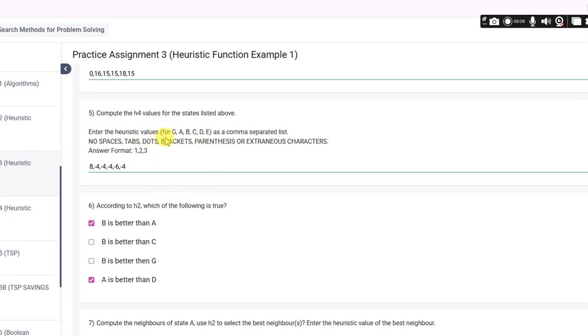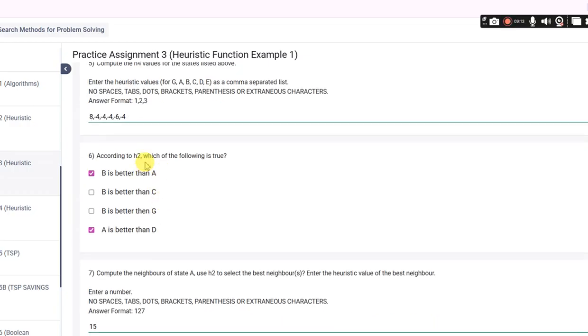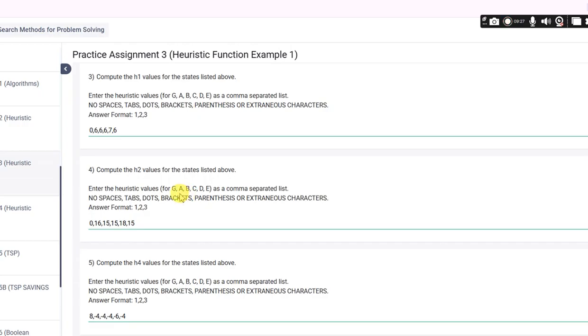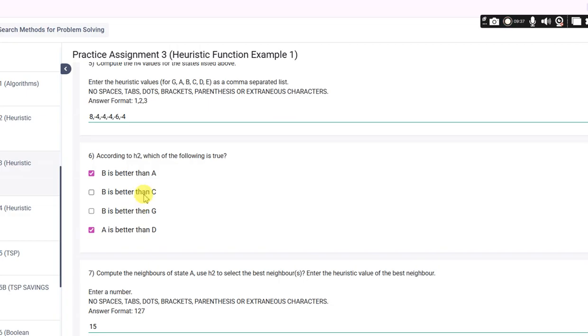Next, we can compute the h4 value like this, and then it will come out to be 8 minus 4 minus 4 minus 4 minus 6 minus 4. And according to H2, B is better than A. Why? Because here you can see B's H2 value is 15, but A's H2 value is 16. So B is of course better than A.